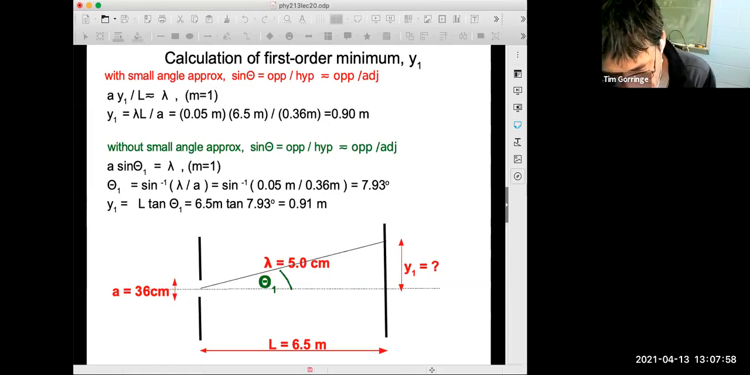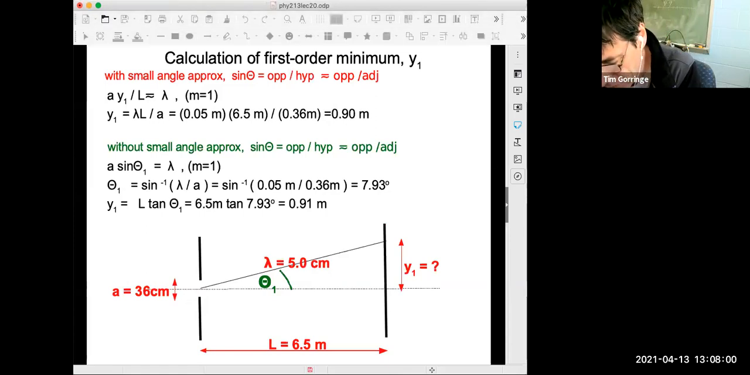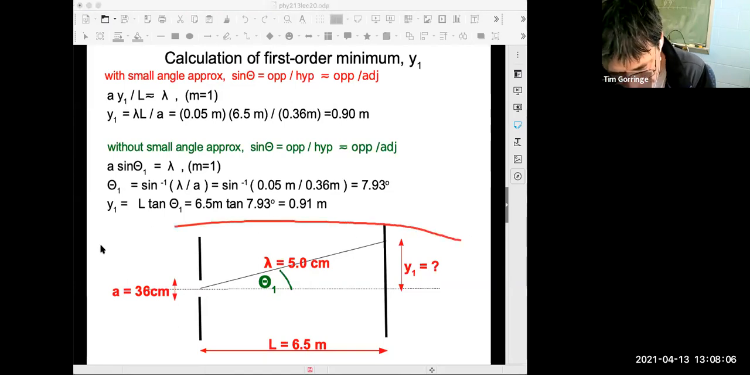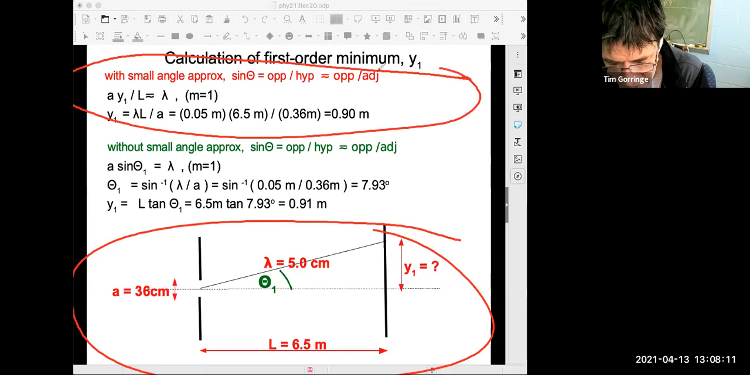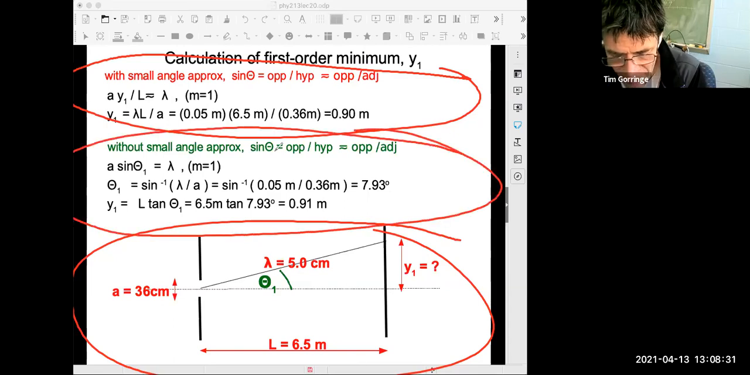Okay, so this is my solution to the problem. Both methods are on here. I just reproduced the diagram again downstairs here, so we had it. And then I'm going to calculate first the location of the first dark fringe with the approximate equation. And then I'm going to calculate it second with the accurate equation down here. So let's do that. So firstly, with the approximate equation.